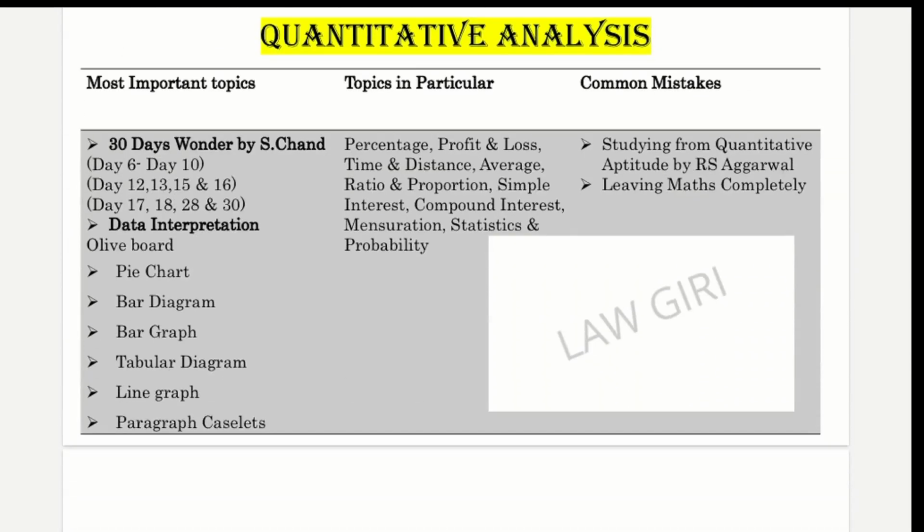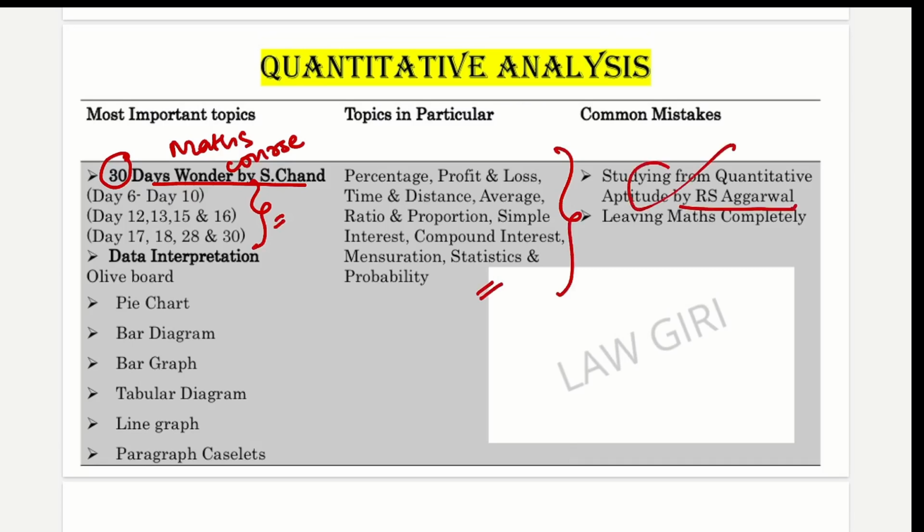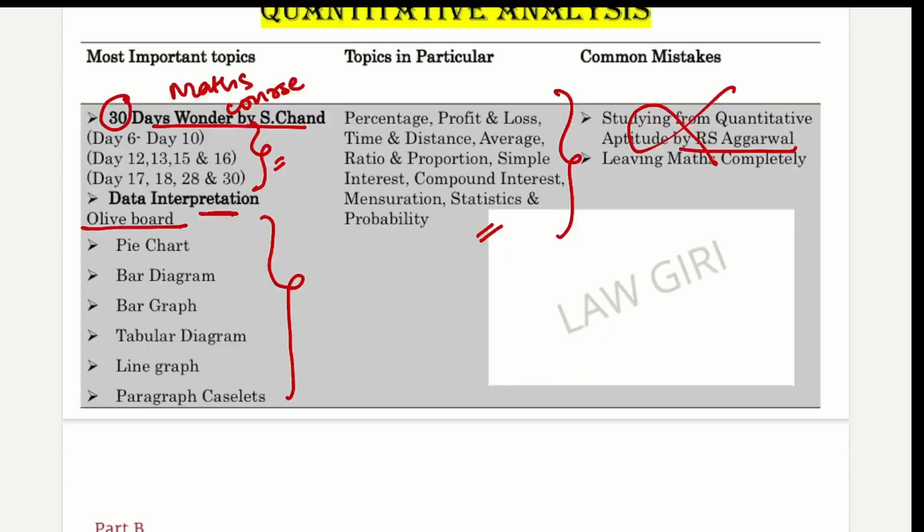Pandey. Quantitative analysis, I would say you do basic maths. For that, you can go for 30 Days Wonder by Ashton. You can also buy our maths course for this, which is based on 30 Days Wonder. You have to solve all of these days or these topics. If you are doing topic wise, please don't go for R.S. Agarwal's quantitative aptitude book, very heavy. ओके, ऑलिव बोर्ड की आप डाटा इंटरप्रिटेशन की बुक ले सकते हैं. You can solve these questions, these topics in particular.